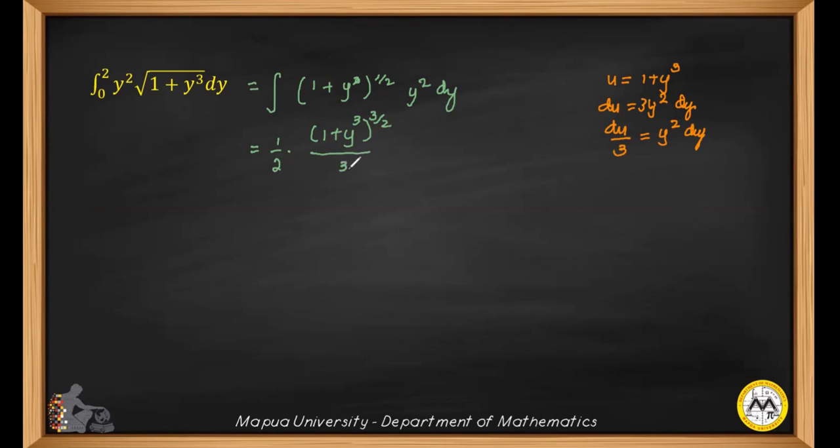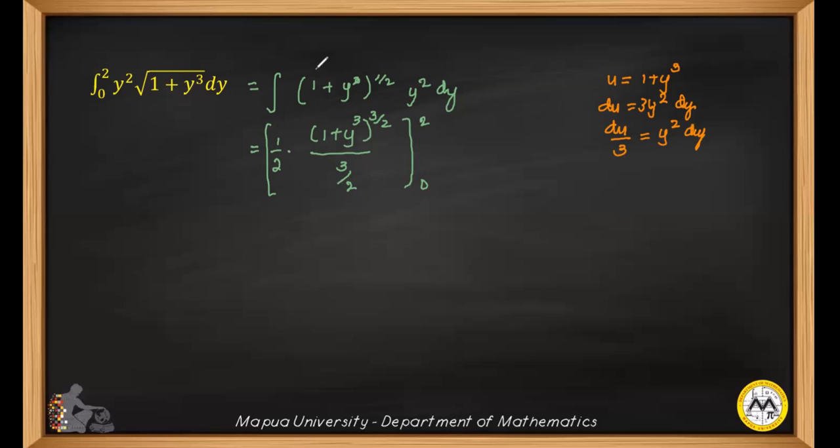Divide it by 3 over 2. And we are going to evaluate this from the lower limit 0 to the upper limit 2. But before we evaluate the indefinite integral within the limits of integration, let us simplify first.